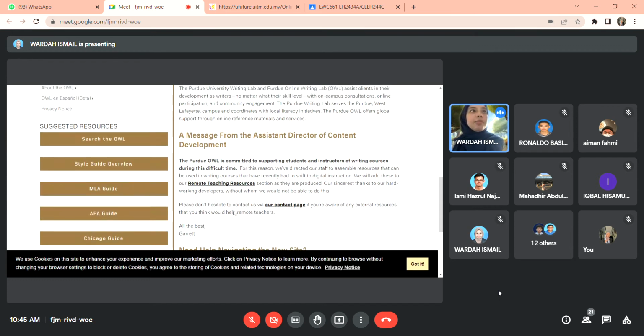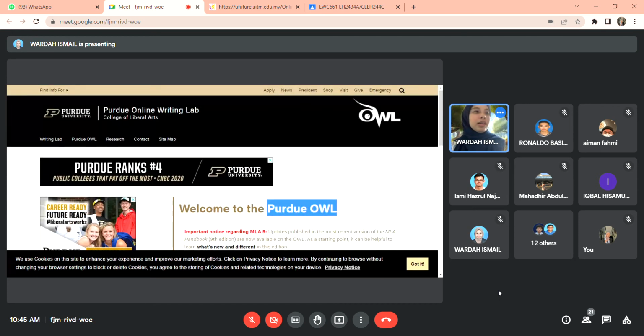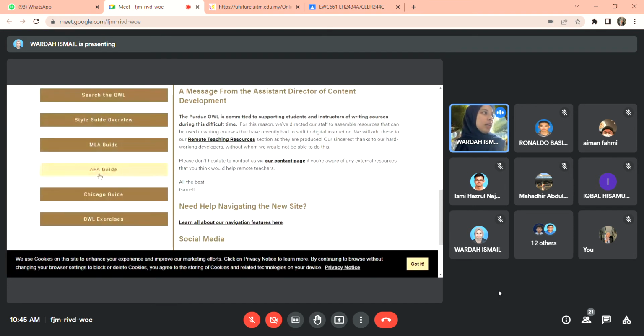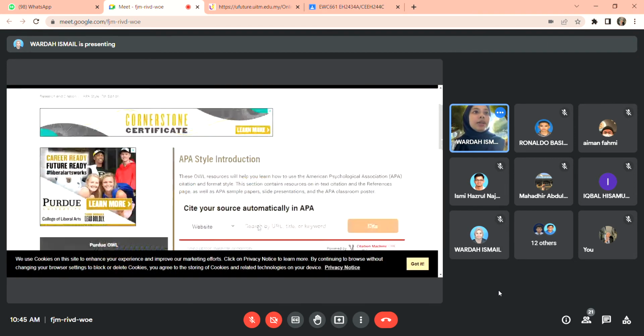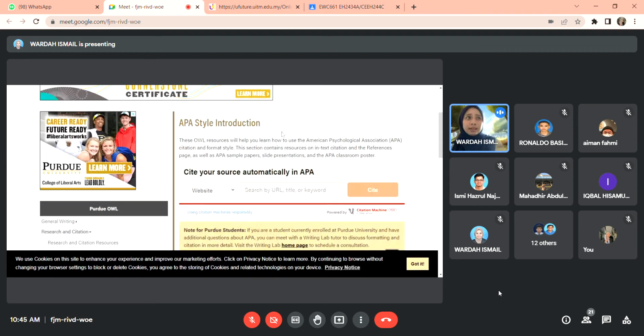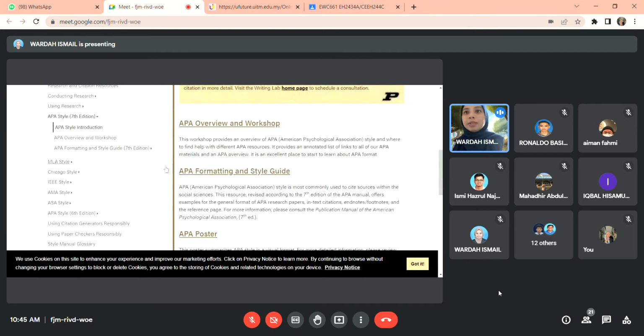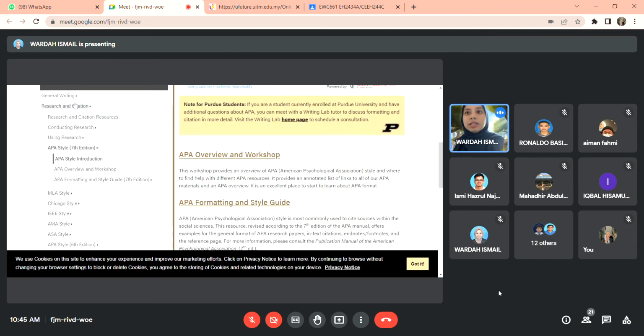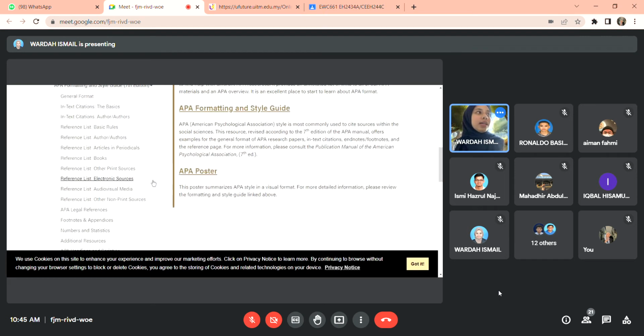APA guide. Okay, Purdue OWL, this one. And then scroll down a bit. Go to APA guide. Click on that. It will bring you to APA style. So you can just use this machine. Meaning you give any example and it will make it for you. Or you can look at the samples. Okay, here on the left side, notice here, APA style 7th edition. You click on that. This one, APA formatting and style guide 7th edition. Okay, this one 7th edition. The latest one. Click. Okay, everything is already there.